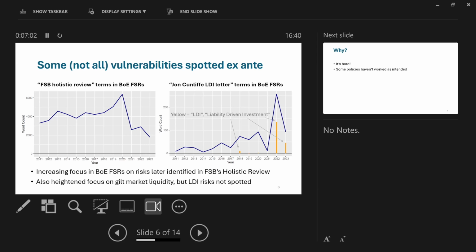So there was a letter written by John Cunliffe, who was the deputy governor at the time, explaining what happened and what the bank were doing about it. You can see, if you do a similar analysis of the text frequency of the terms appearing in that letter, there's more focus on those issues in the bank's reports. The yellow bars, however, are instances of specific references to LDI, liability-driven investment, and there you can see there's basically no real understanding that it was a real pinch point, a fault line in the system.